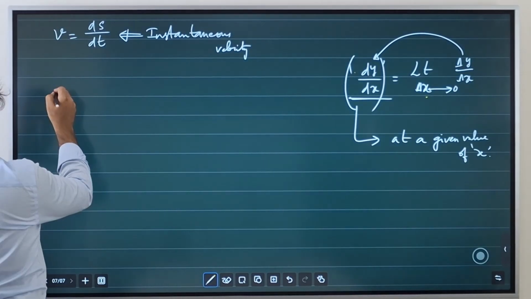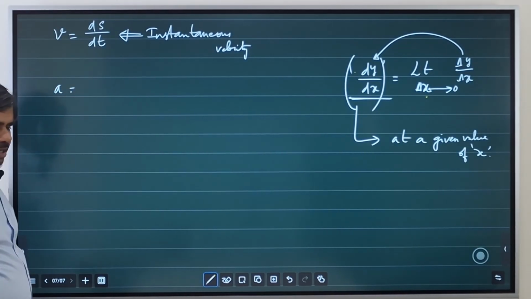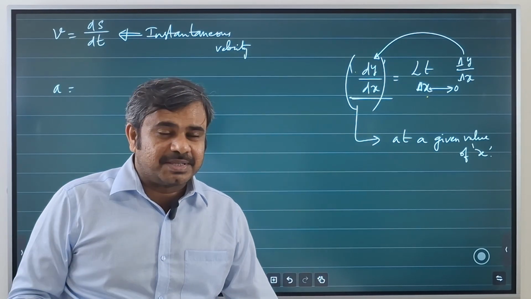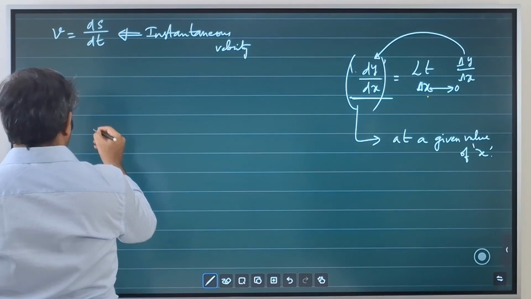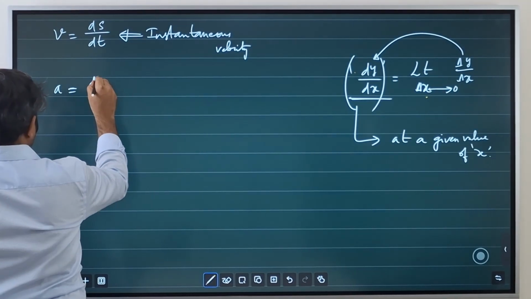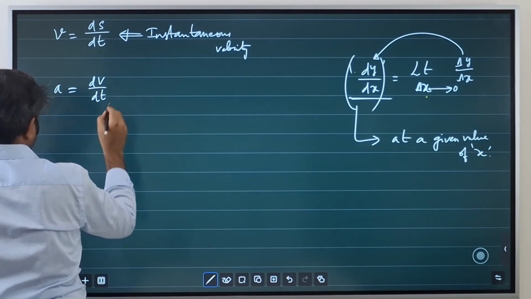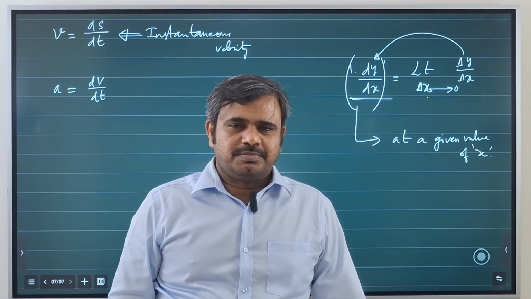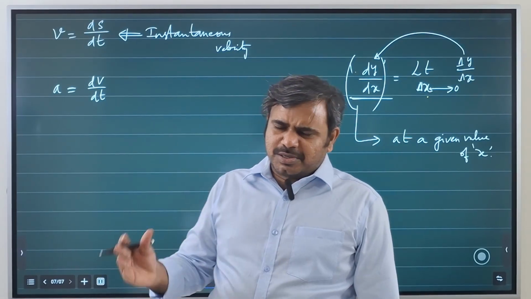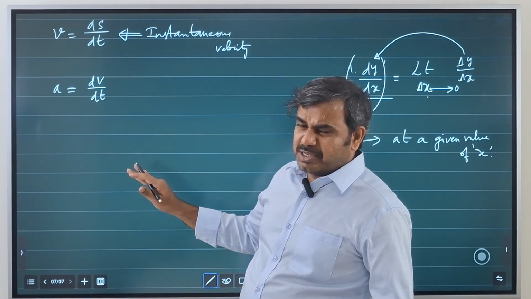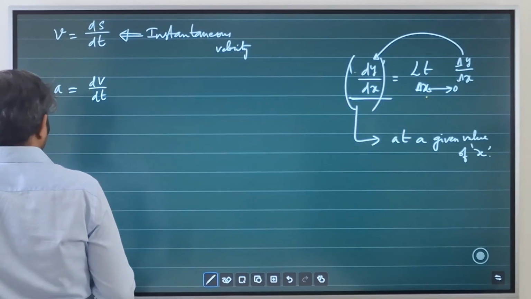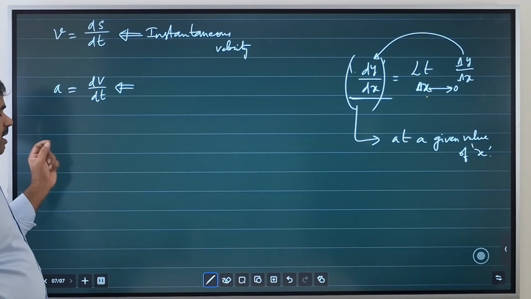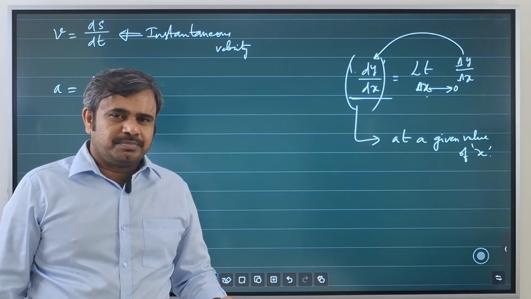Similarly, acceleration. How is acceleration defined? The rate of change in velocity with respect to time is called acceleration. Acceleration is the rate of change in velocity with respect to time. Sometimes we don't mention with respect to time, but still it means with respect to time. So this is instantaneous acceleration, acceleration at a particular instant of time.